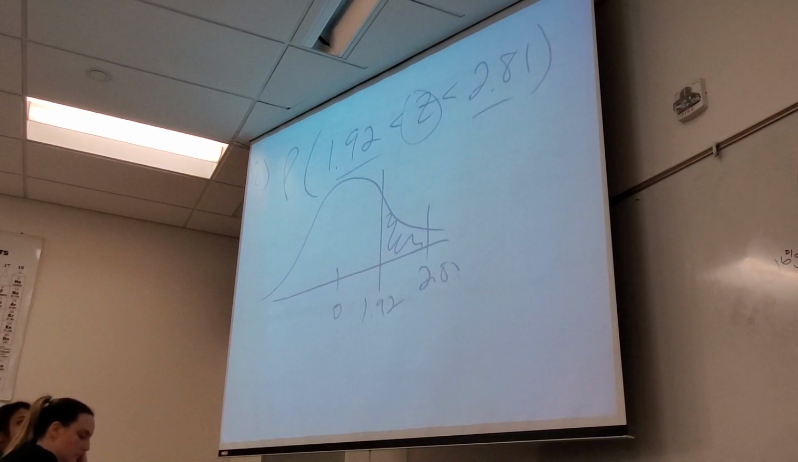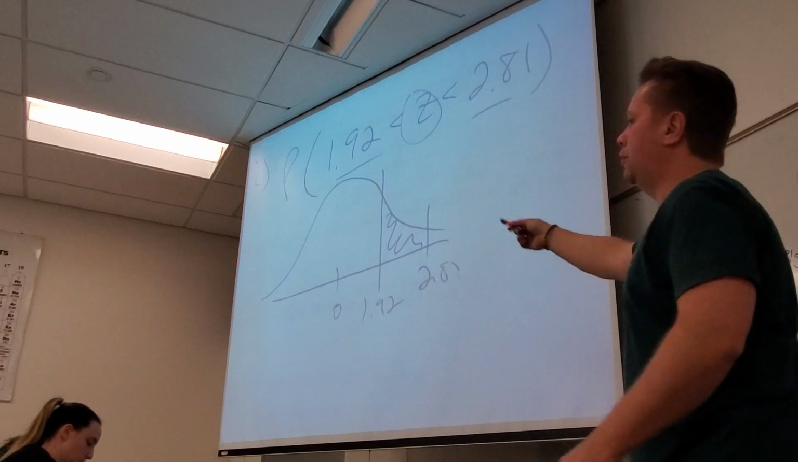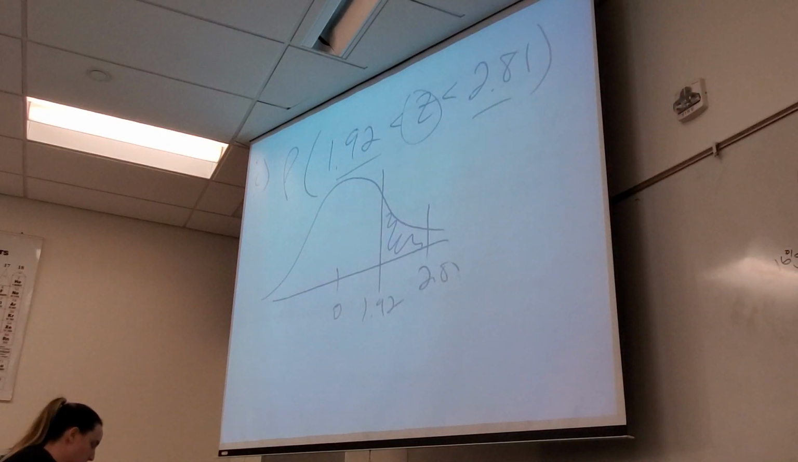So I know my picture's not to scale, but I know my answer should be relatively small. Should be a relatively small area in there. How am I going to do this? If I look up 2.81, what do you get? Anybody look that up yet?